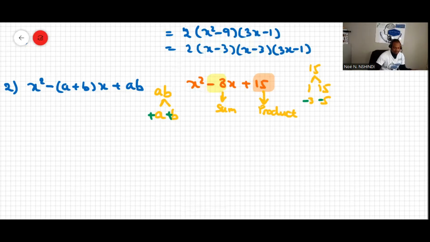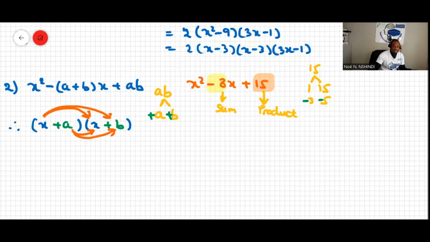Therefore, I place x in each bracket, and then within the brackets, plus a and plus b. If you're unsure, you can multiply it out and see if you got it right. Let's check: x times x makes x squared, x times b makes bx, a times x makes ax, and a times b makes ab.